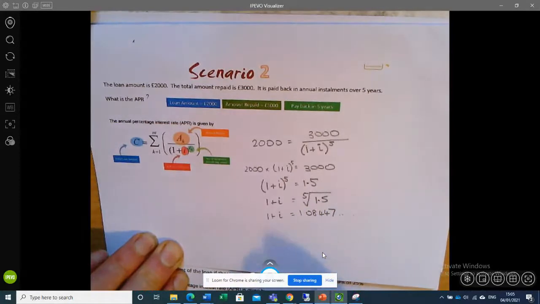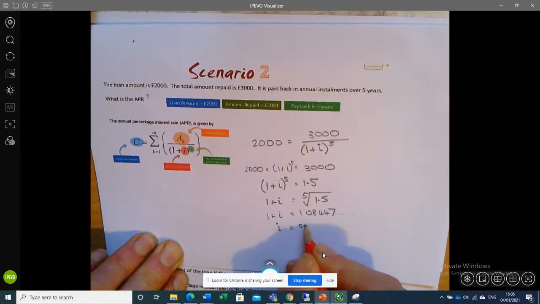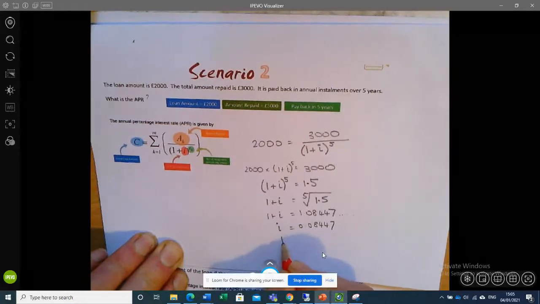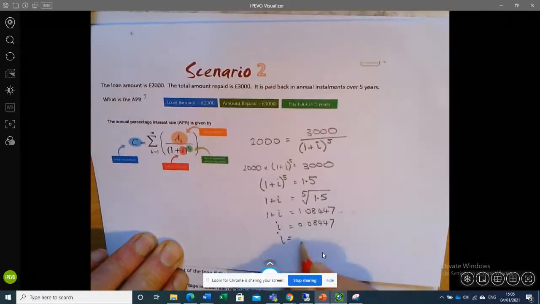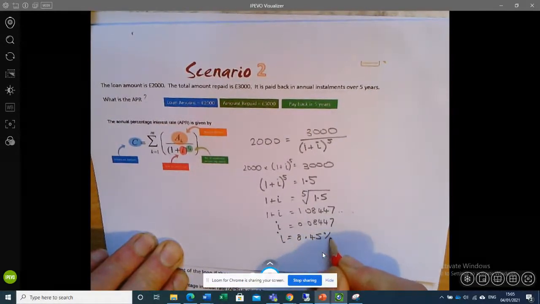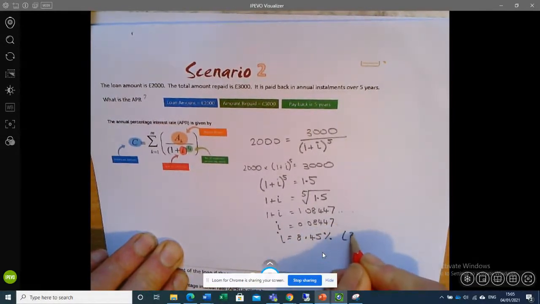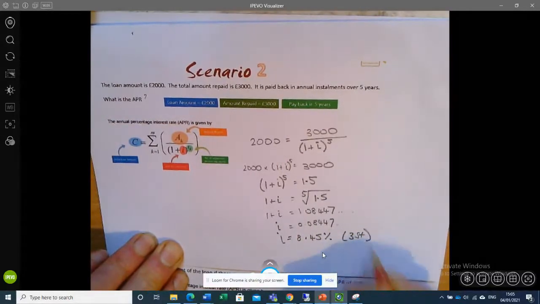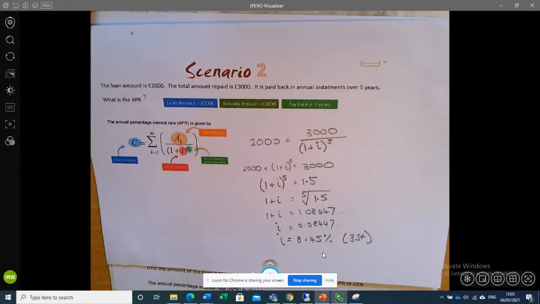Dot, dot, dot, dot. So that's not the exact amount. And then to work out I, we're going to take away 1 from that: 0.08447. And as a percentage, I is equal to 8.45%, 3 significant figures, which is always a good significance to round it to.